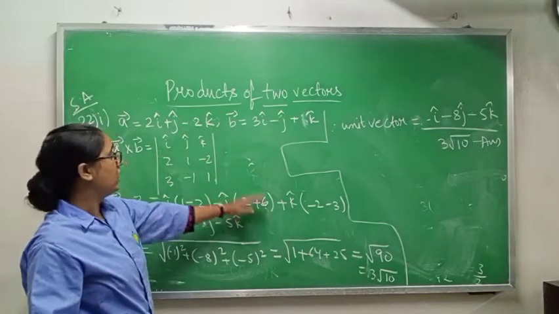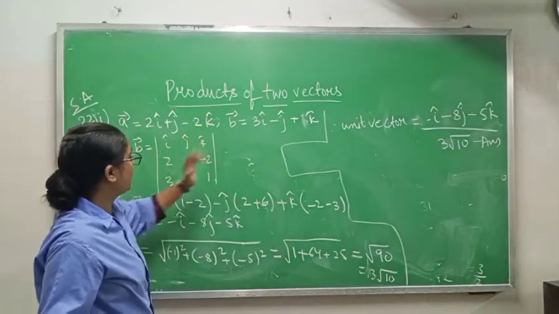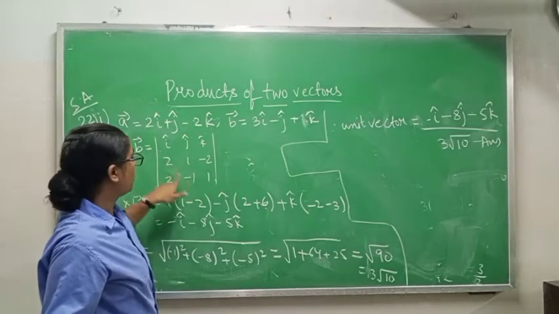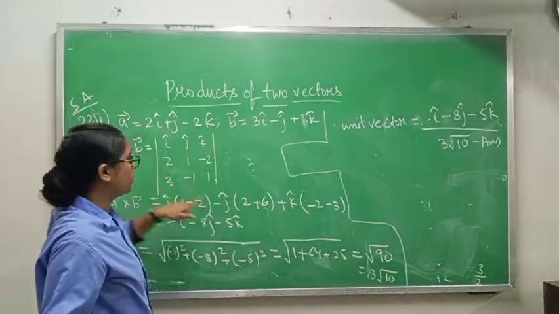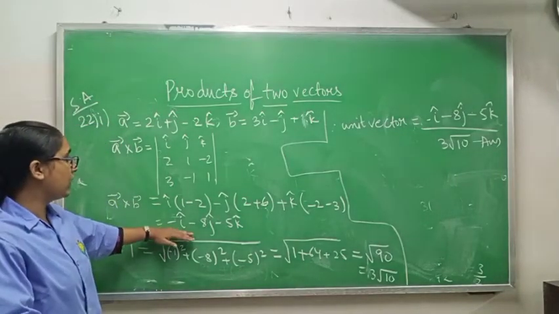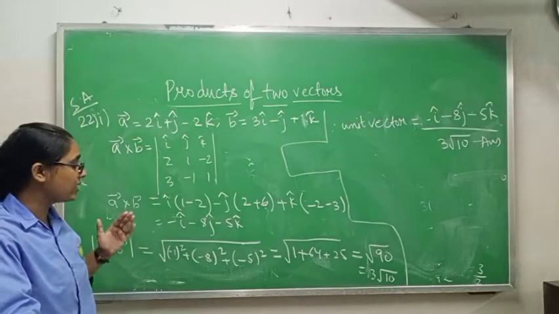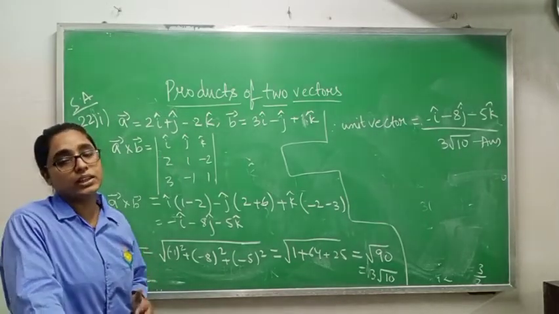will become plus. Now k vector, so we will write k component, we will not see this row and this column, 2 into 1, 2 into -1, -2, 3 into 1, -3. So when you solve this one, you will get minus i cap minus 8 j cap minus 5 k cap.